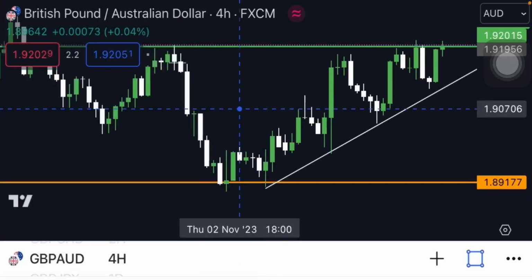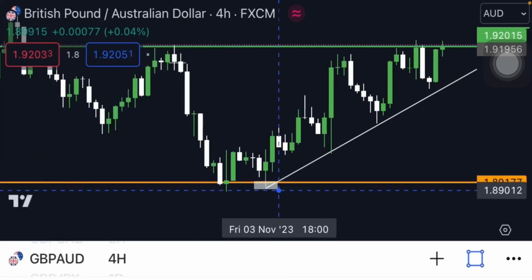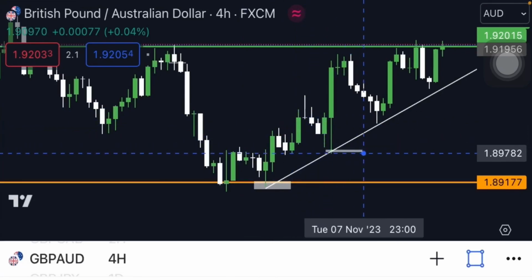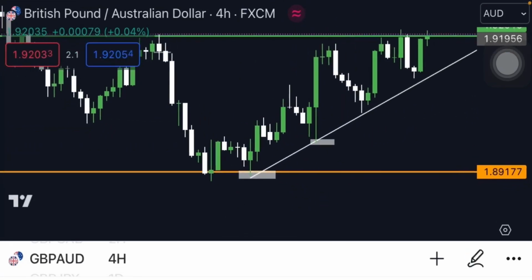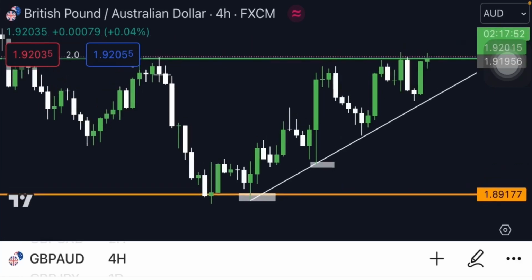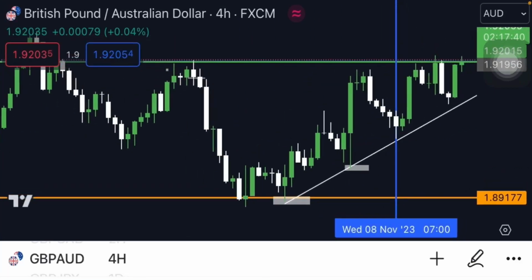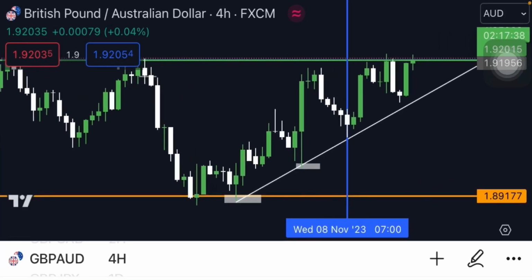In a trend line, we only need 2 touches. This is our first touch here. This is our second touch. So when price comes to the 3rd touch, we are entering. So this is where we are going to trade. Then the question comes: how do we know that the pullback is over?